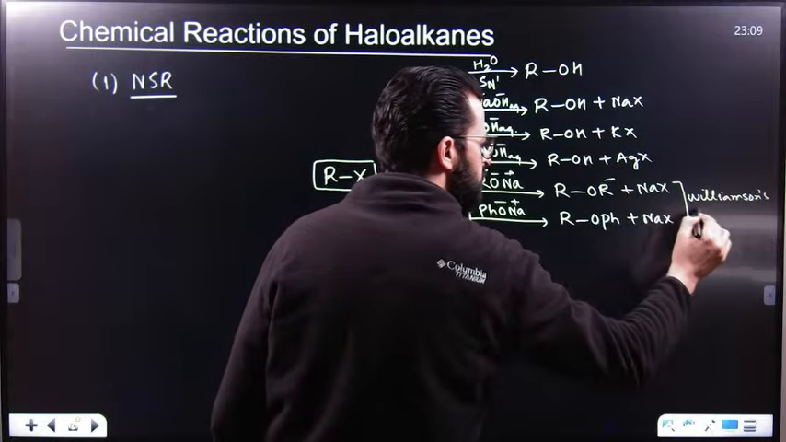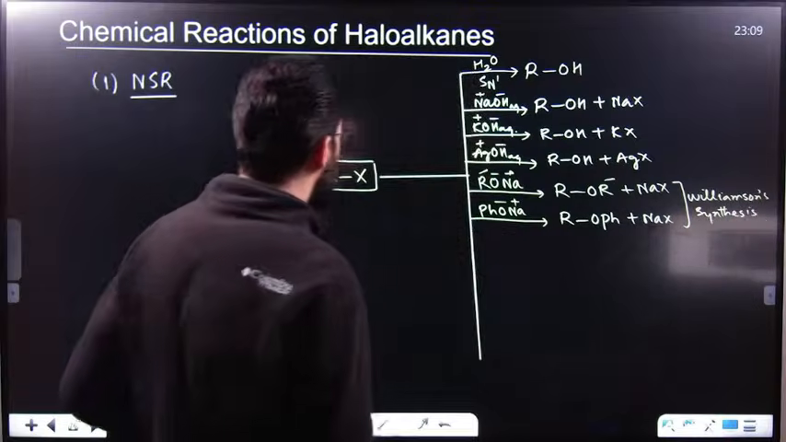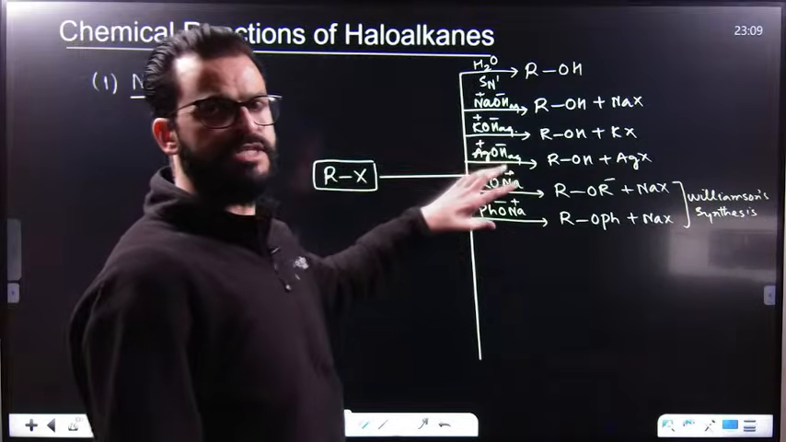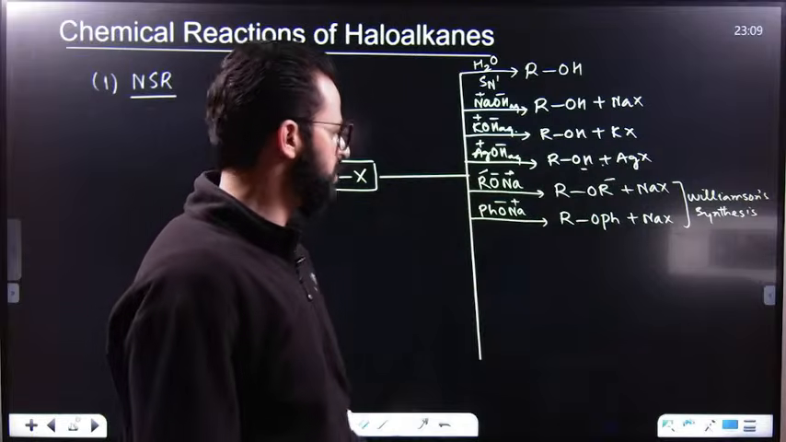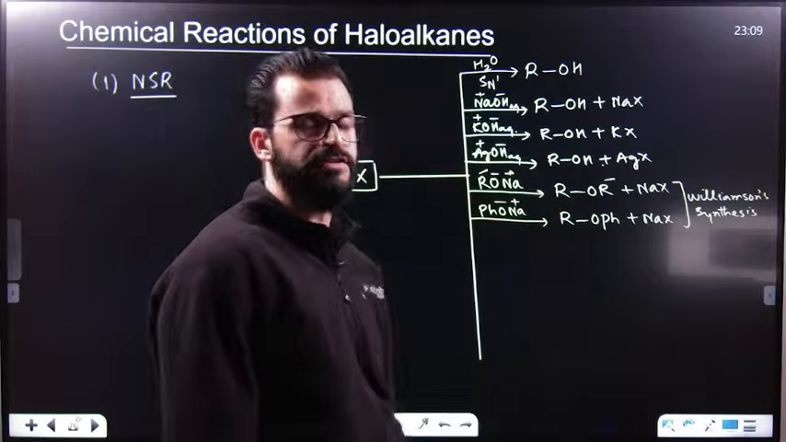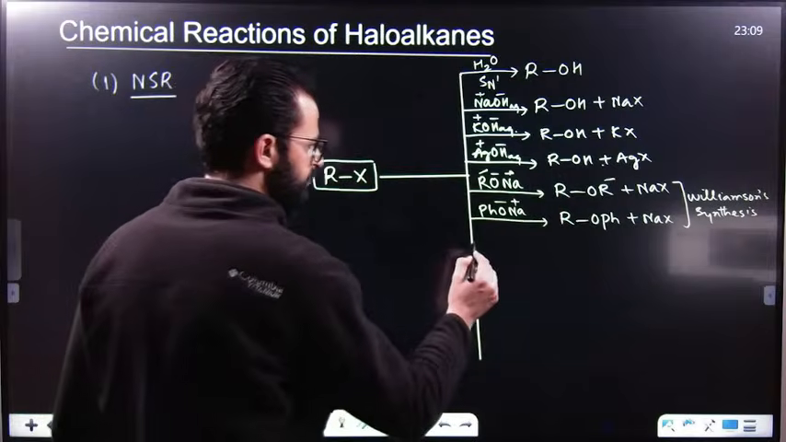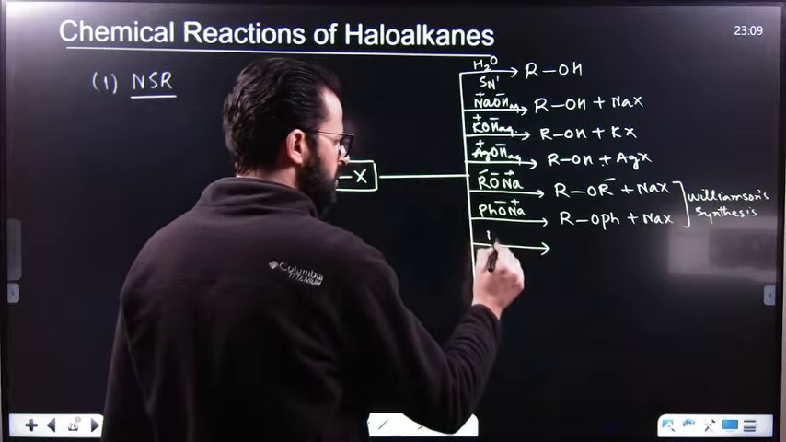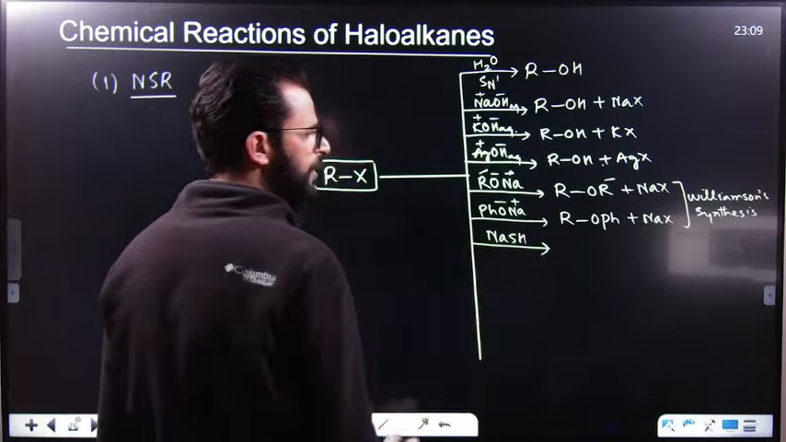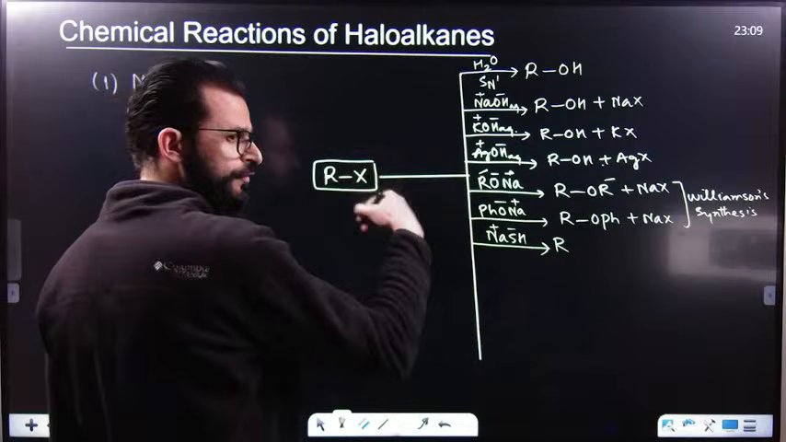Williamson's synthesis. What is Williamson's synthesis? Remember, reaction of alkyl halide with alkoxide or phenoxide resulting in the formation of ether. But we have to study this Williamson synthesis in detail in the chapter on ethers. Now, after that, if you write NaSH, sodium hydrosulfide, Na positive, SH negative, then the negative part will attack as nucleophile and X will leave.